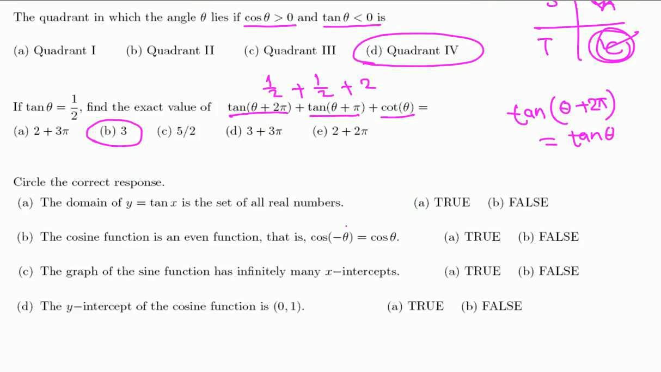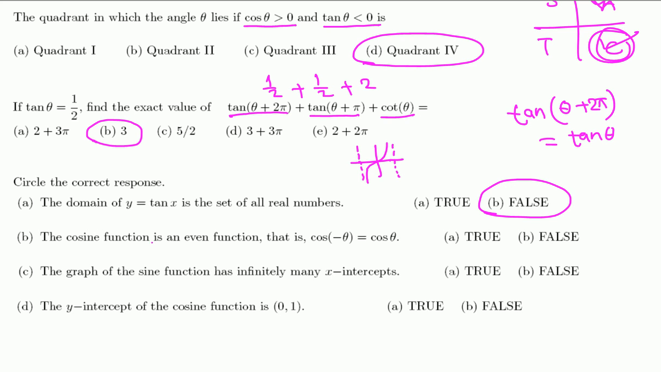Okay, so 4 more true/false questions. The domain of y equals tangent x is the set of all real numbers. No, that's false. If you graph tangent, then you get vertical asymptotes. So this is pi over 2, negative pi over 2. So there are infinitely many vertical asymptotes, so it's not the set of all real numbers. Okay, it's false, because tangent of pi over 2 is infinity, it's undefined. So pi over 2 is not in the domain, so it's not the set of all real numbers.